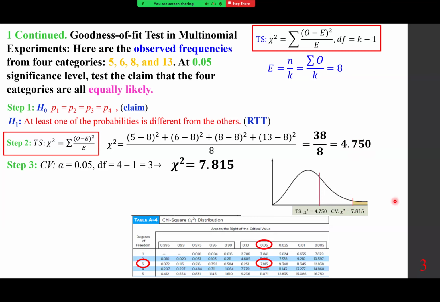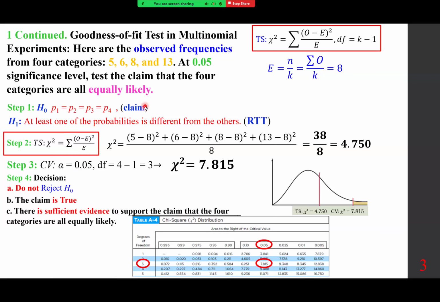Therefore, the decision is very simple. Do not reject H0, or fail to reject H0. Some people are very careful with that. You have to write fail to reject. Either way is fine. So if you're rejecting H0, let's go back to the very first step. You're rejecting H0. What are you rejecting? Equally likely, which is the claim. So the claim is, you're not rejecting H0. You are not rejecting the claim. The claim becomes true. The claim is true.